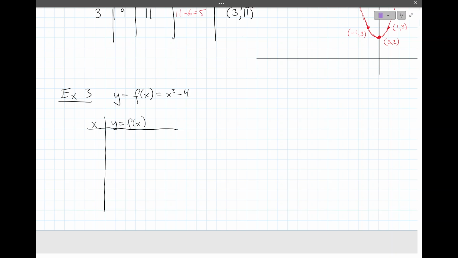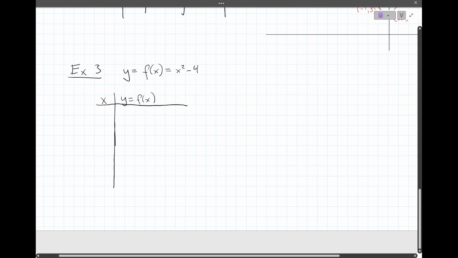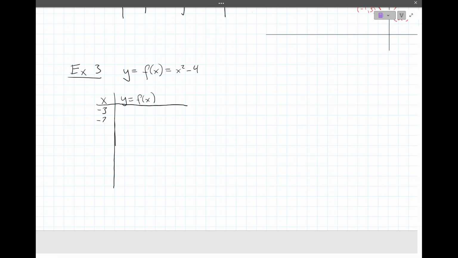And I'm just going to go straight into it. We know what the ordered pair is. We'll start at -3 again, right? And we just kind of fill in the gaps as we go along. So this would be -3 squared minus 4. That's 9 minus 4, that's 5. -2 squared minus 4, that's 4 minus 4. So that's 0. -1 squared is 1. 1 minus 4 is -3.